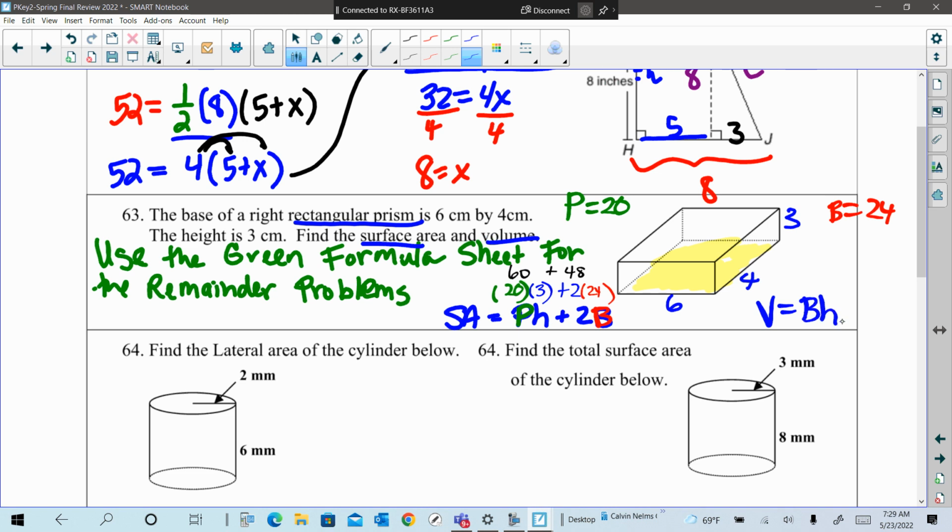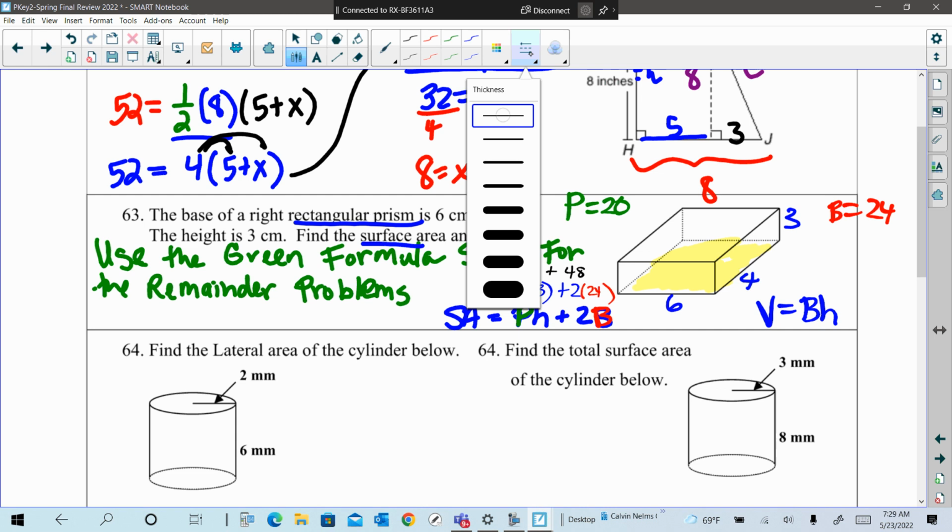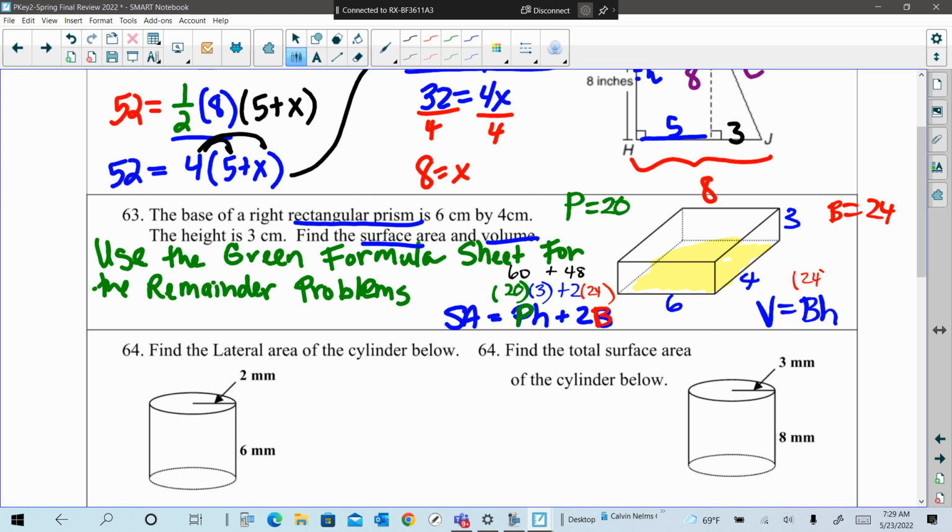We already know the B, we just did that. Capital B is the area of the base, which is 24, so I'm just going to substitute that for B. And then we're multiplying by the height, which is the 3.